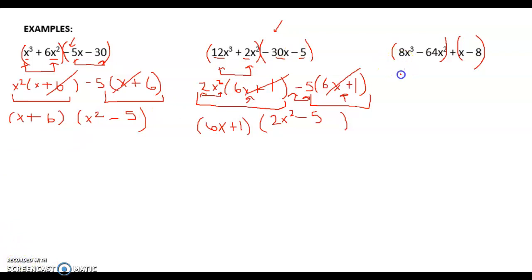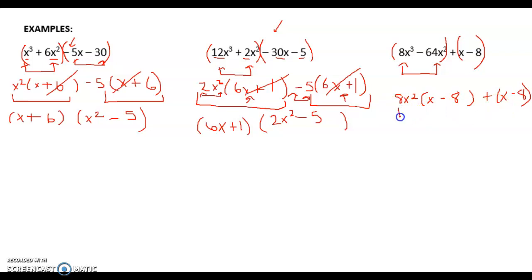All right, we're going to look at the first group, and we're going to see if we can find a GCF. I'm looking at this first group, and I can take out an 8x squared. And what would that leave me with? If I take out an 8x squared, I'm left with an x minus 8, right? Over here, I notice I have an x minus 8 already. Okay? No GCF, but I'm good.